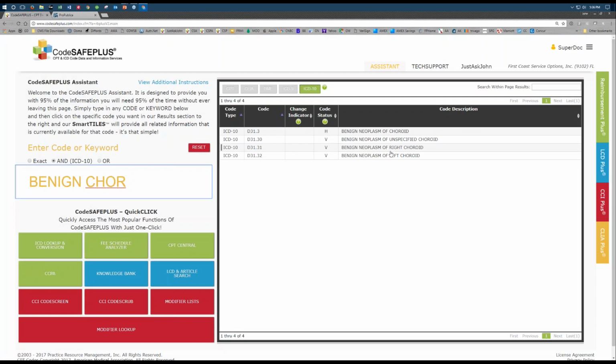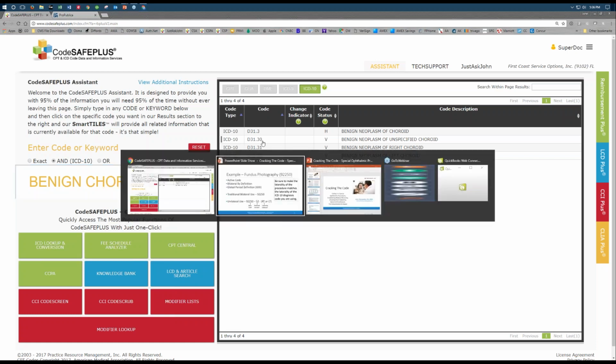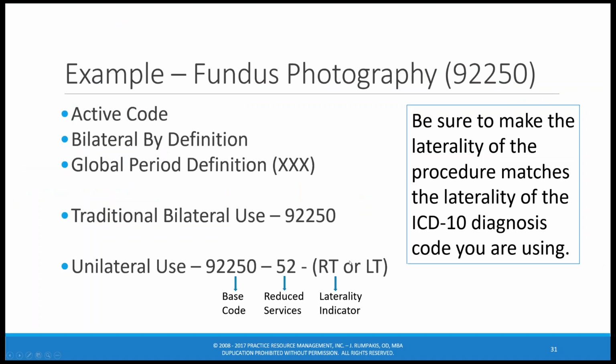So benign neoplasm of the right choroid. So my diagnosis would be D31.31, right? And so that 1 in the 5th position there would match up with the RT that I would have on the fundus photograph. That's why I said earlier, audits are increasing and the specificity of the ICD-10 codes are really making it easy for insurers to catch us on these mismatches.